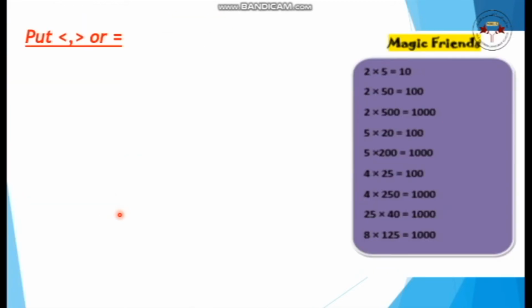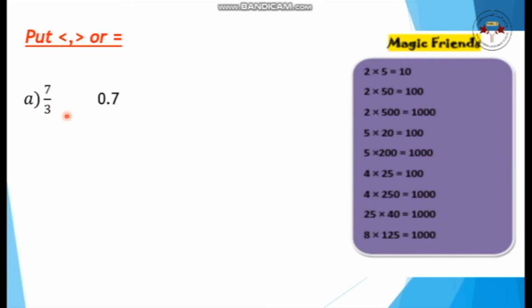Put greater, smaller, or equal. The first question, 7 over 3 and 0.7. Here we have a fraction and a decimal. But right now we can't compare a fraction and a decimal until we have both of them as fractions or both of them as decimals. So can I change the 7 over 3 into a decimal?